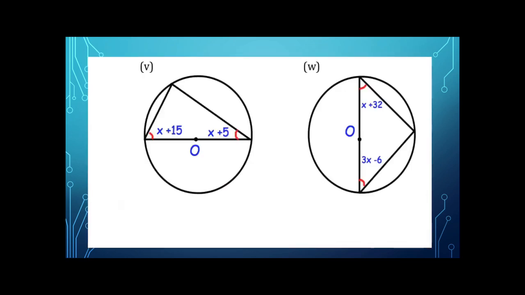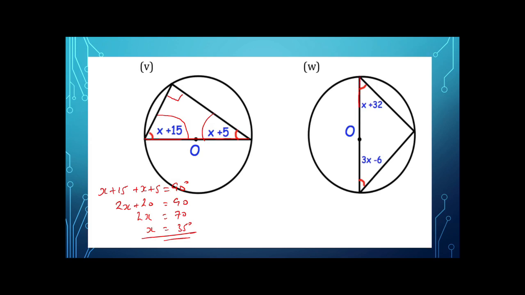Okay, here again we're given that this is a diameter and it passes through the center of the circle, so we know that that must be 90 degrees. So therefore we know that these two angles must add up to 90 degrees, and we're trying to find the value of x. So we know that x plus 15 plus x plus 5 must equal 90 degrees. That gives us 2x plus 20 is equal to 90 degrees. Subtracting 20 from both sides, 2x is equal to 70, so x is equal to 35 degrees.